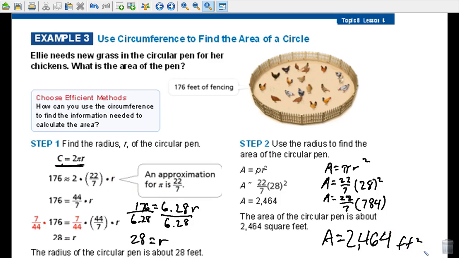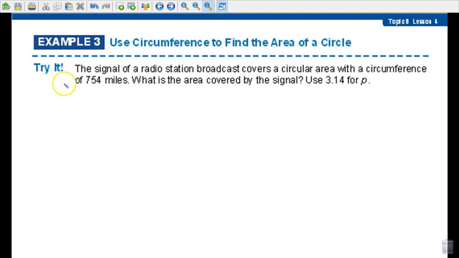So let's look at this example 3, try it. This is the exact same thing we just did for example 3, so figure it out. Go ahead, pause it. First things first, we write down the formula for the circumference. So that is C equals 2 pi r. So plug in the numbers: 754 equals 2 times 3.14 times r.